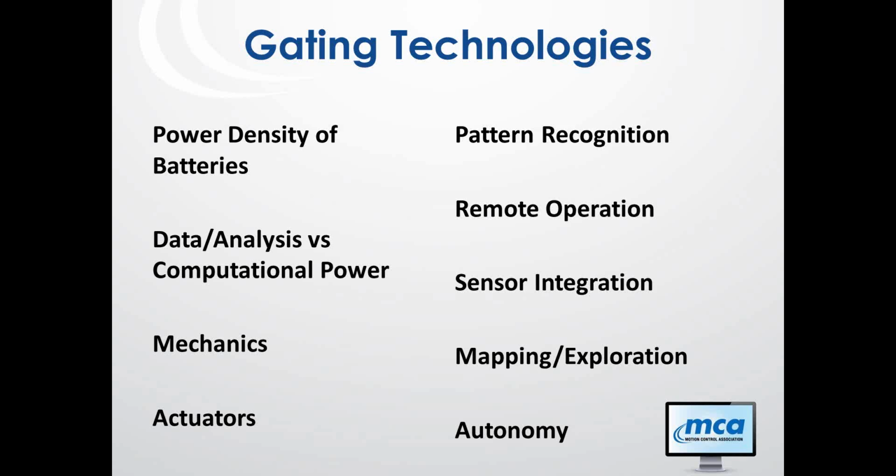And then mapping, exploration, and autonomy. Again, how do we get that data in and effectively analyze it and make decisions efficiently?